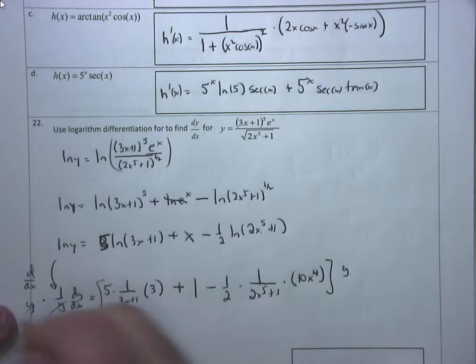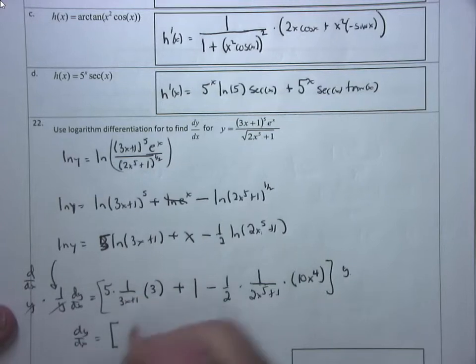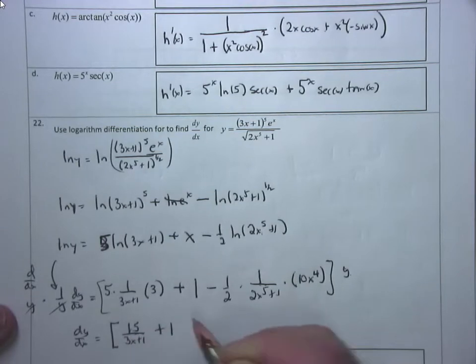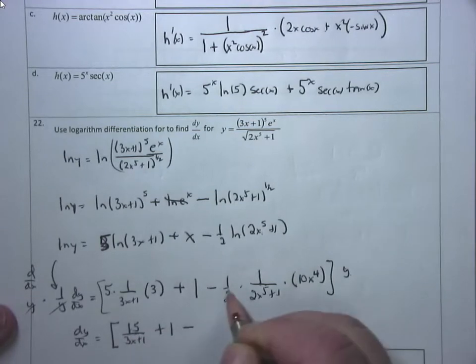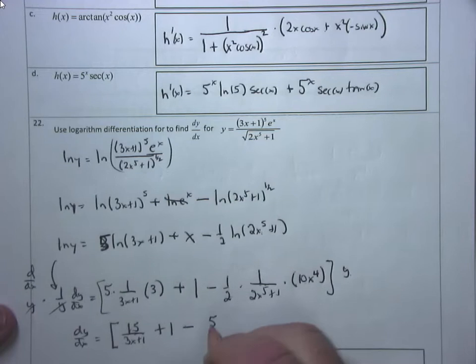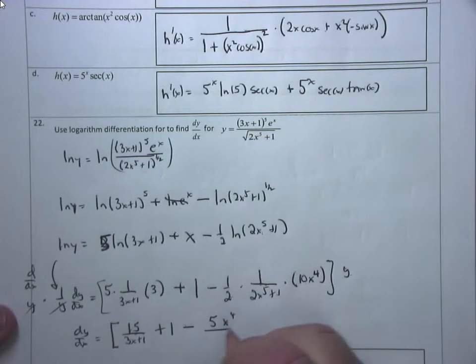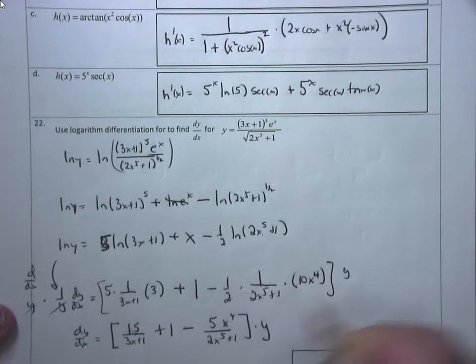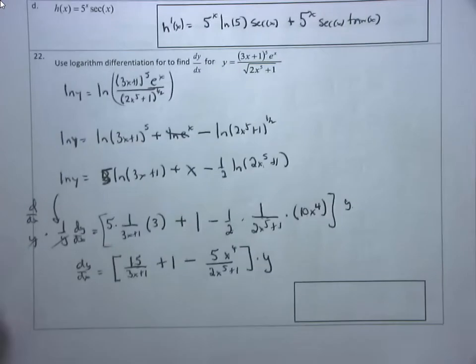So this cancels here, and I'm left with dy over dx is equal to 5 times 3 is 15 over 3x plus 1 minus 1/2 of 10 is 5x to the 4th divided by 2x to the 5th plus 1. All that being multiplied times y. And then the last thing I'm going to do, step number 5, is replace y with the original function. Should have made a bigger box on this one.